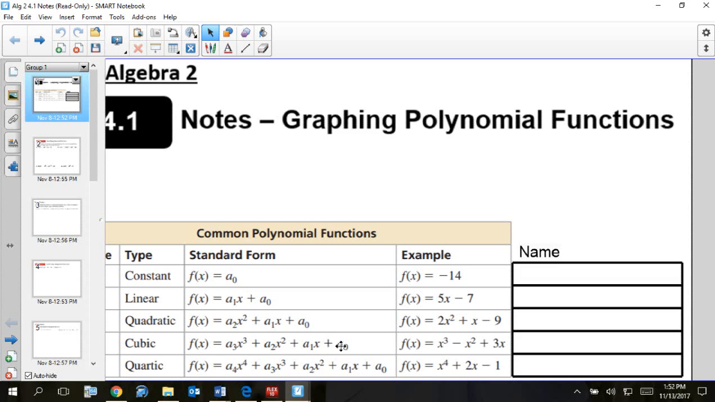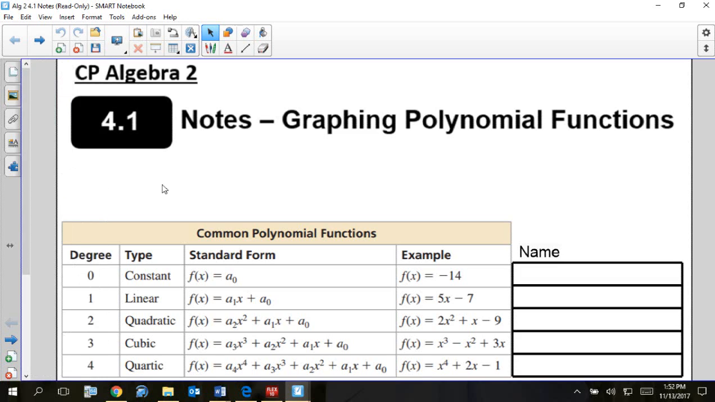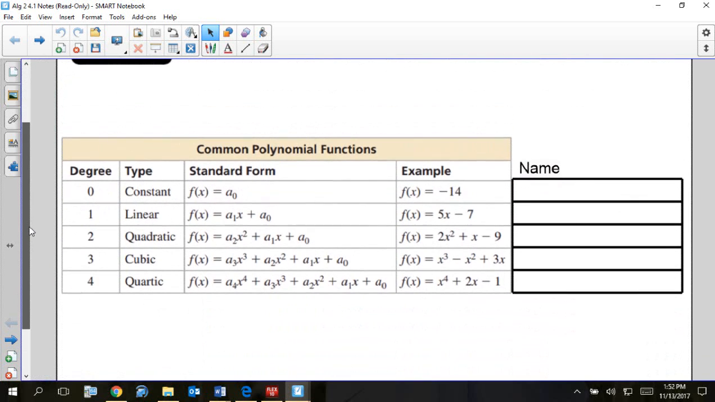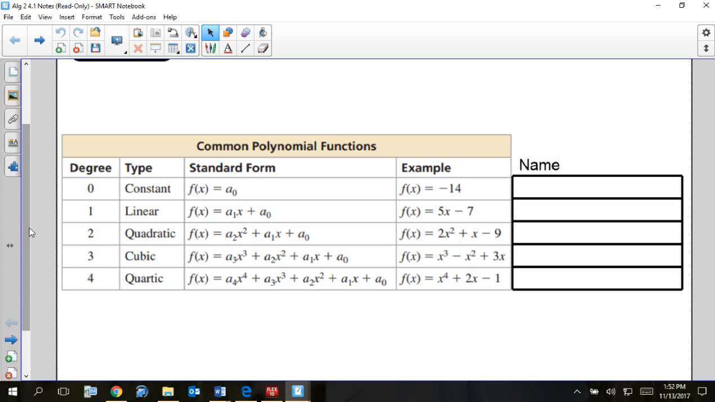So here we have a chart that talks about the degree of polynomials. It gives us types of polynomials. There's some examples, and also something about standard form. And then there's something about name over there, which I'm gonna fill out when we get to that part.